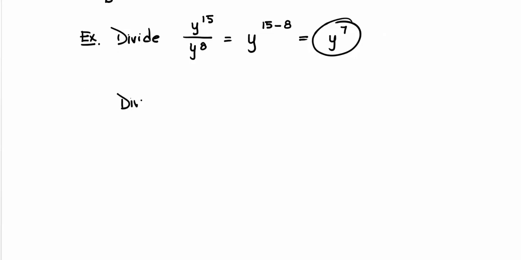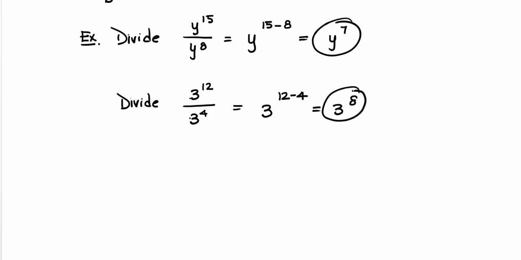If I divide 3 to the 12th by 3 to the 4th, again, my bases are the same. Both of my bases are 3's. So I get 3 to the 12 minus 4, or 3 to the 8th. Again, that means I'm taking 3 and multiplying it by itself 8 times.